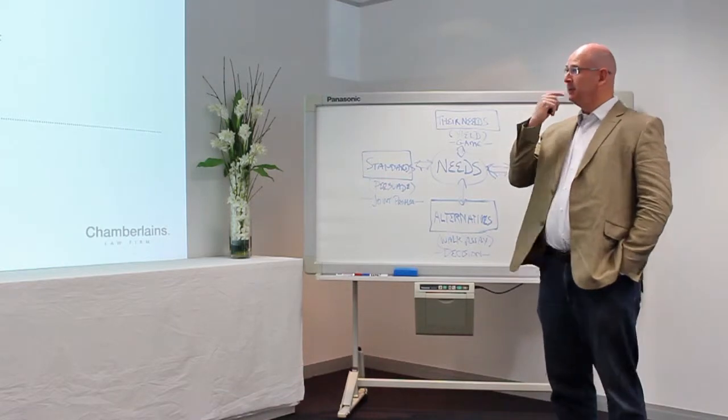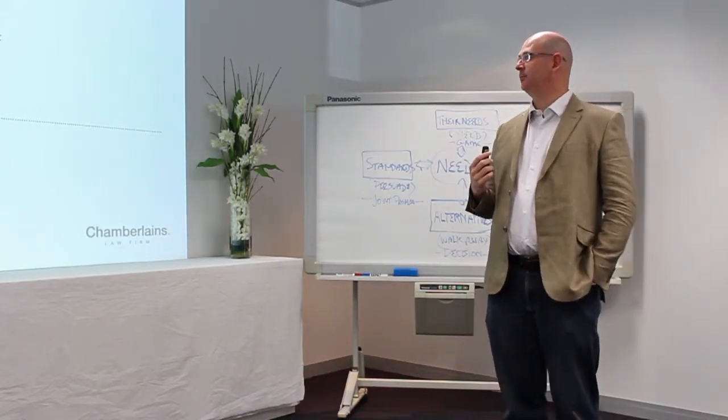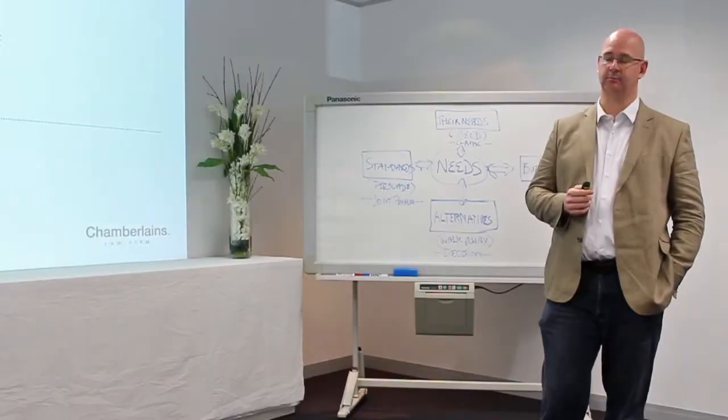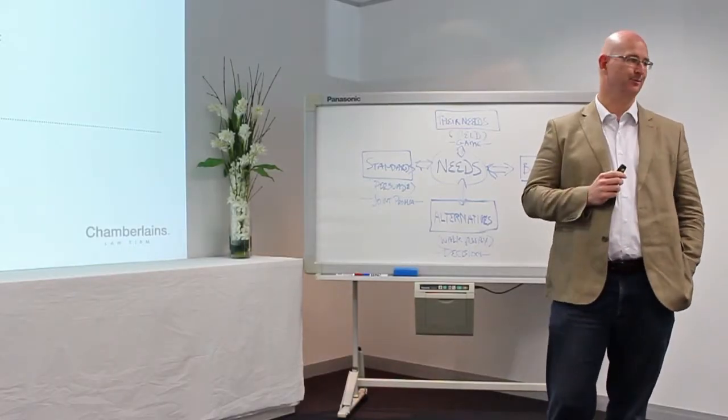Let's have a look. From the legal perspective, in the case study, we've got 4 key problem areas. The first is the structure of the business, the way that it's been put together. The second is some of the in-house asset rules that apply for self-managed super funds. The third is the license agreement, which is one of the key pieces of intellectual property / asset of the business itself. And the final one, where there appears to be a problem, is the marriage.